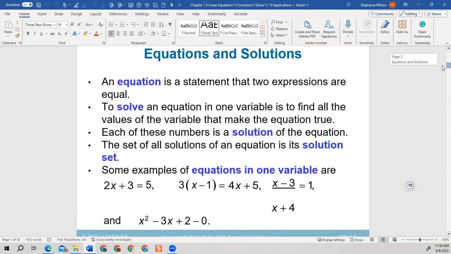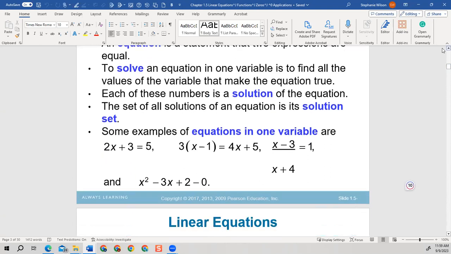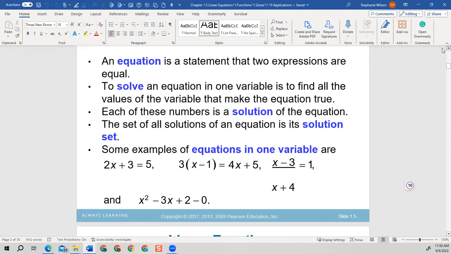Equations and solutions. An equation is a statement that two expressions are equal. To solve an equation in one variable is to find all the values of the variable that make the equation true. Each of these numbers is a solution of the equation. The set of all solutions of an equation is its solution set. Some examples of the equations in one variable are seen right here.